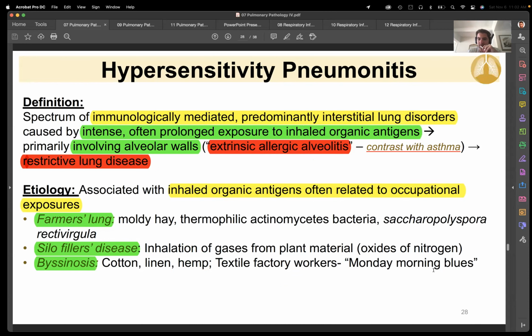The reason they call this Monday morning blues is because throughout the week you get exposed to this stuff, and you go home on the weekend and you feel a little bit better. And as soon as you go back to work, you seem to get these symptoms again, difficulty breathing and stuff. That's because you're exposed to the stuff that is causing the problem. So just keep in mind that this is opposite asthma. This is a restrictive problem that forms.